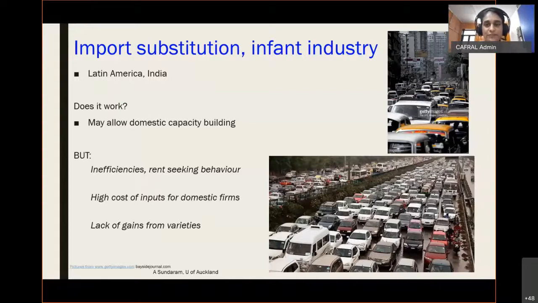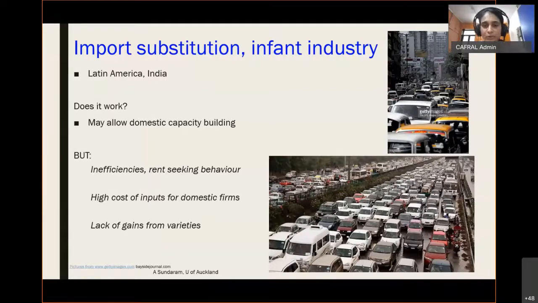So for instance, if you're putting tariffs on things like auto parts, then what you're doing is harming your own automobile manufacturing, because those automakers cannot get parts at a competitive rate. Lack of gain from varieties.